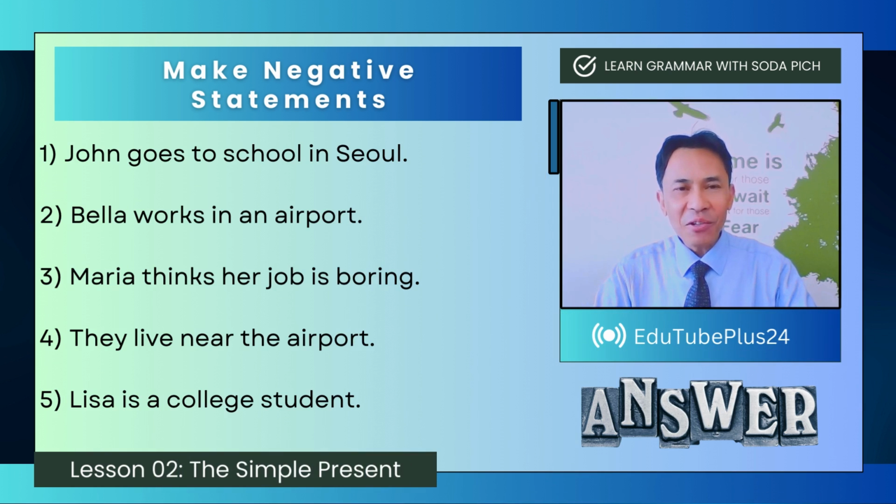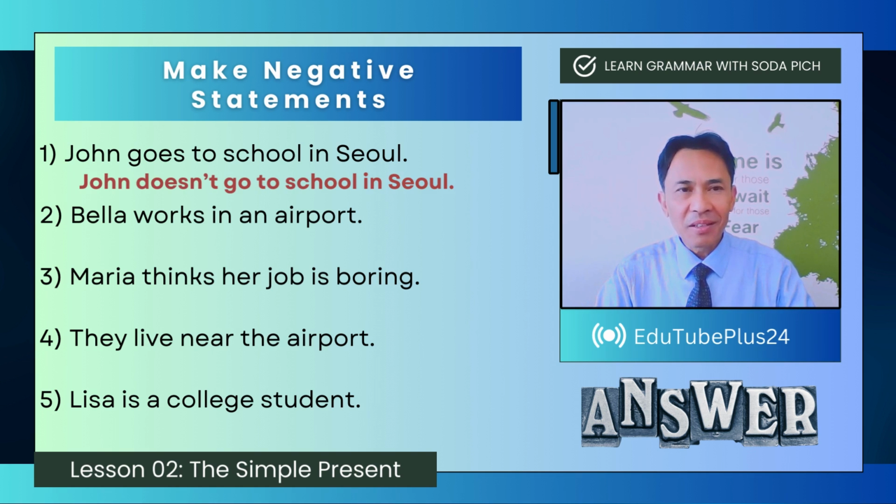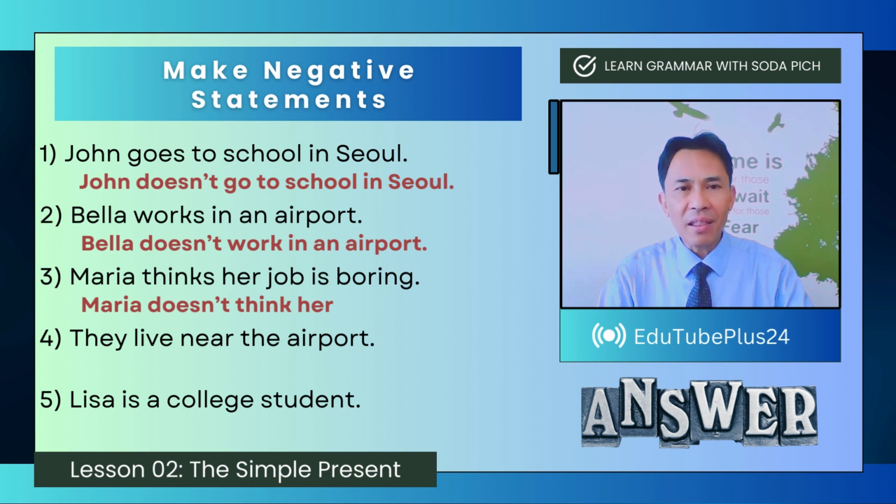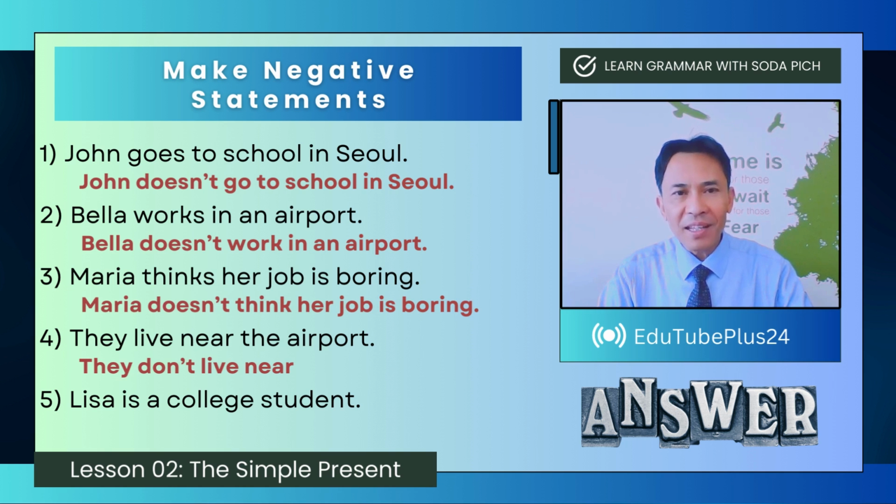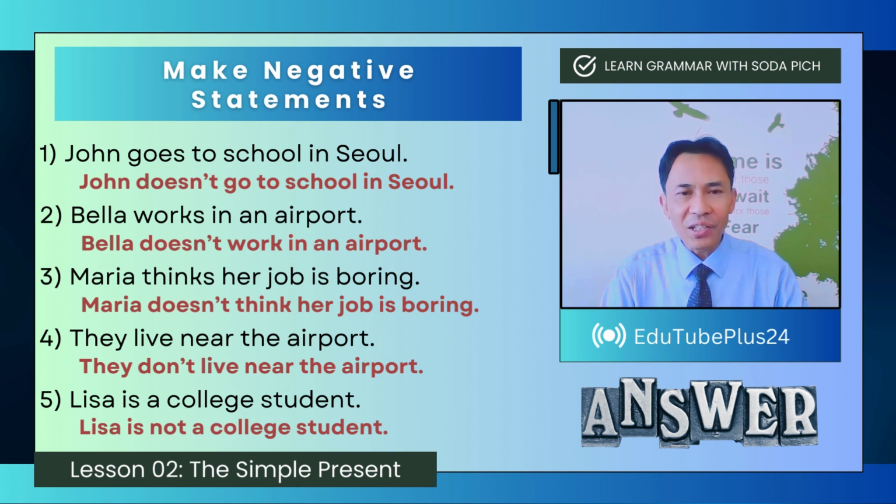Okay, let's check how you did. Number one, John doesn't go to school in Seoul. Number two, Bella doesn't work in an airport. Number three, Maria doesn't think her job is boring. Number four, they don't live near the airport. Number five, Lisa is a college student.